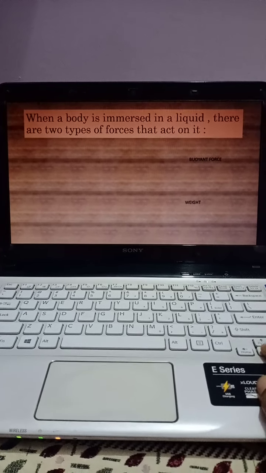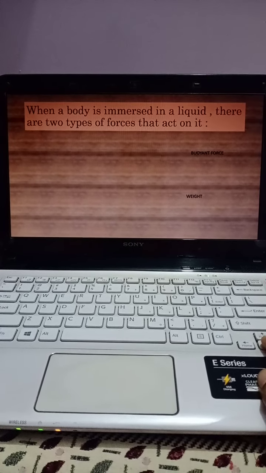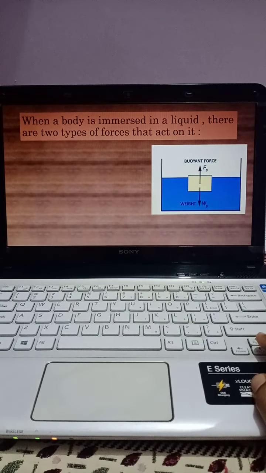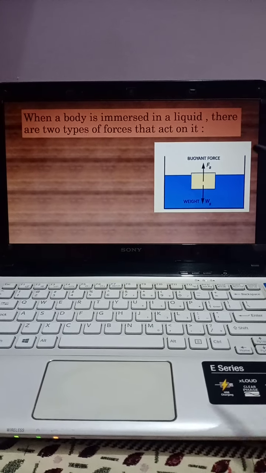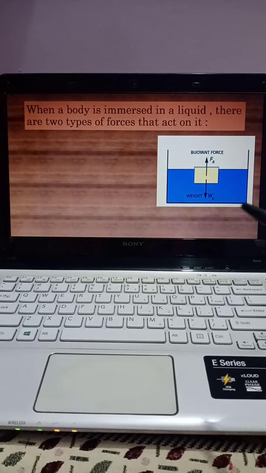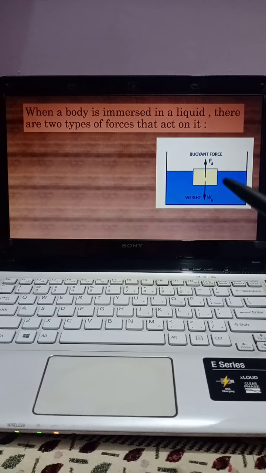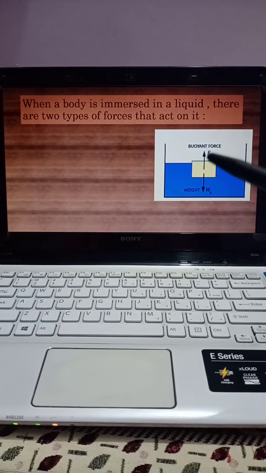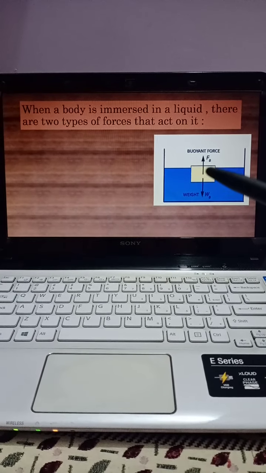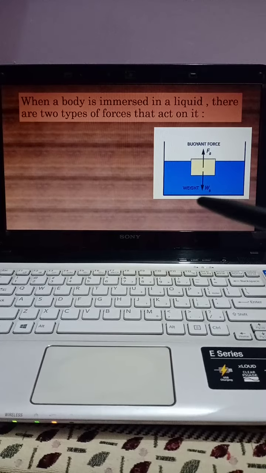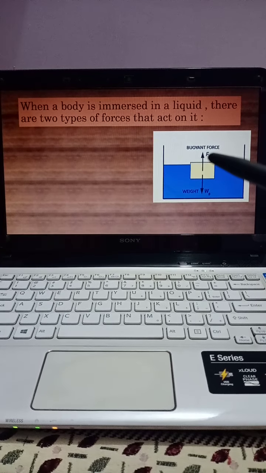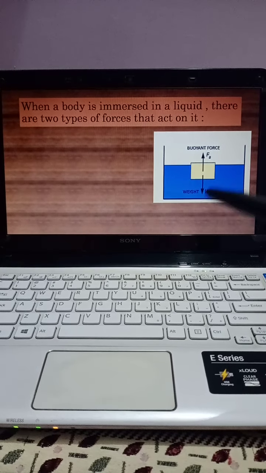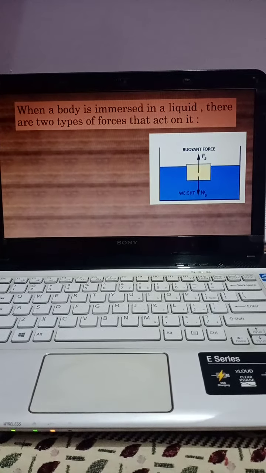When a body is immersed in a liquid, there are two forces that act on it. This is the diagram of a tumbler filled with water and this object immersed inside. In this case you are observing that two different forces act on this object. One is the force acting upward, one is the force acting downward. The upward force is given by the liquid on this object and the downward force is given by the object.